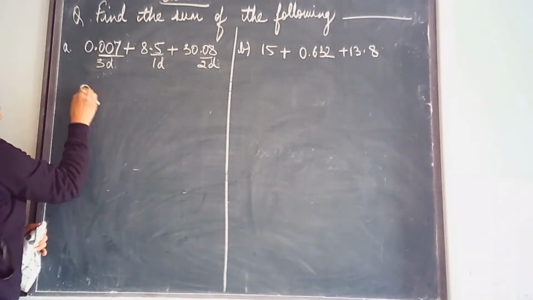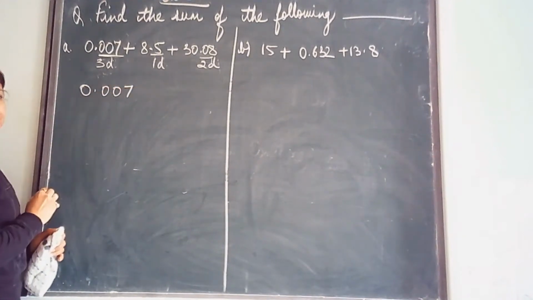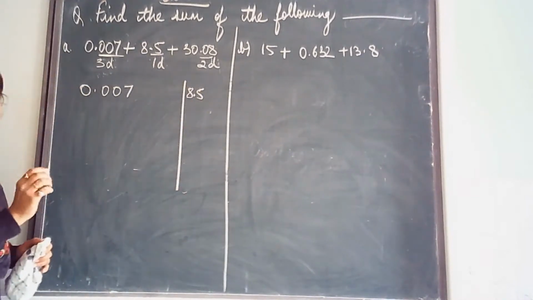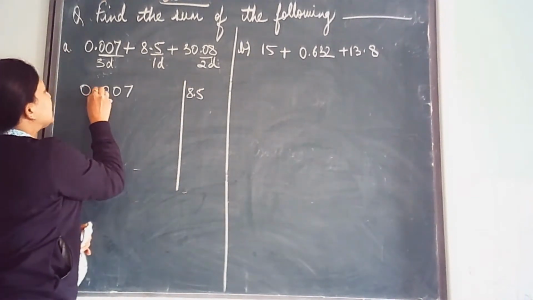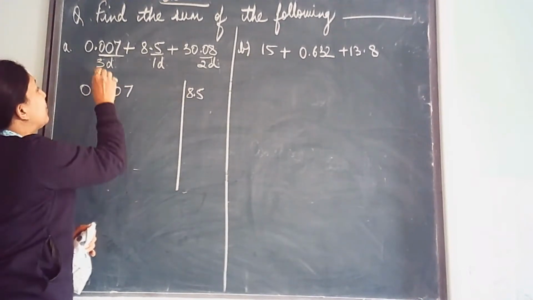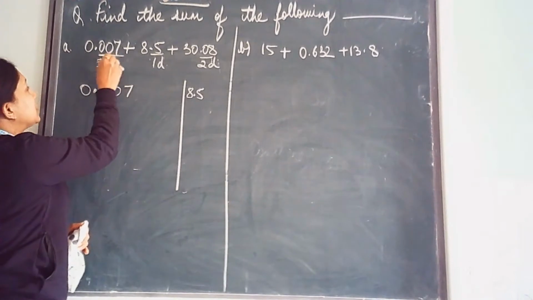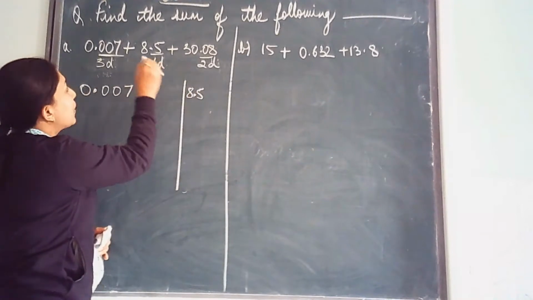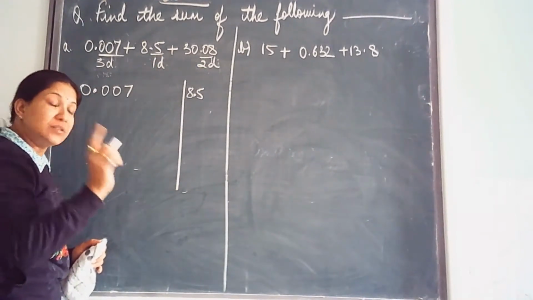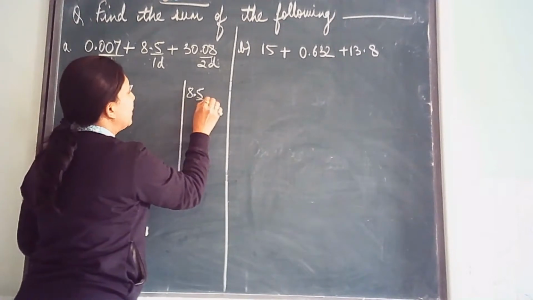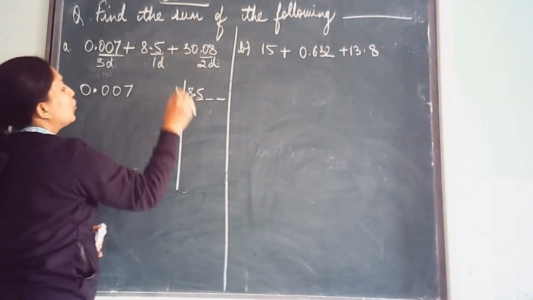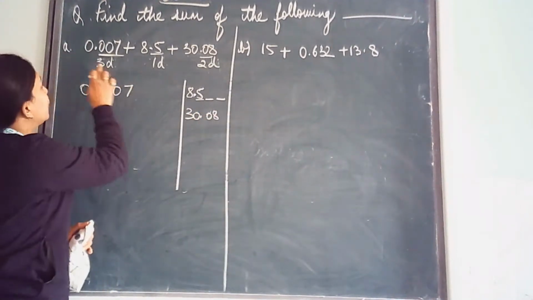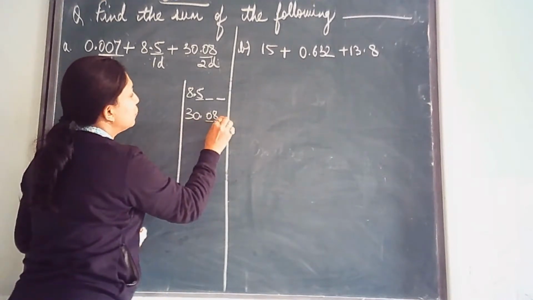So write down 0.007. Then below, write down 8.5. How many digits do we want after the decimal? In whichever number you have the maximum number of digits, here you have 3 digits. So in all the numbers there should be 3 digits after the decimal. So place 3 dashes: 1, 2, 3. Same thing with the next number, 30.08. How many digits do we want? We want 3 digits. Mark 1, 2 and 3.